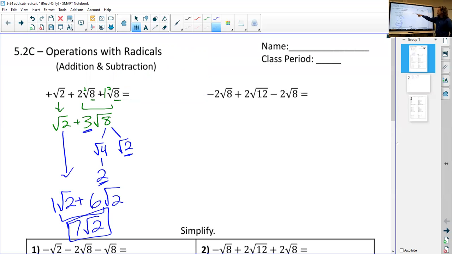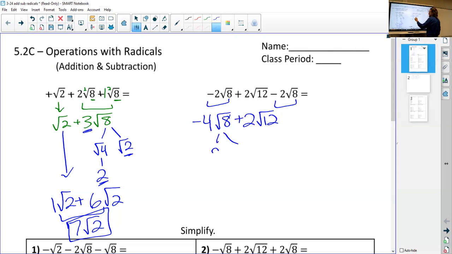Okay. Let's look at one more example. So I see negative 2 square roots of 8, negative 2 square roots of 8, so I can combine these together. So negative 2 minus 2 more is negative 4 square root of 8 plus 2 times the square root of 12. Okay, so then I can simplify these. I just did the square root of 8. I know that comes out to 2 times the square root of 2. And that's always going to be true.